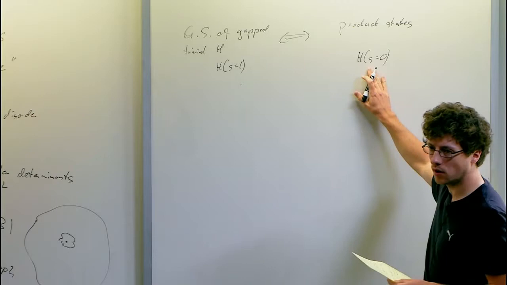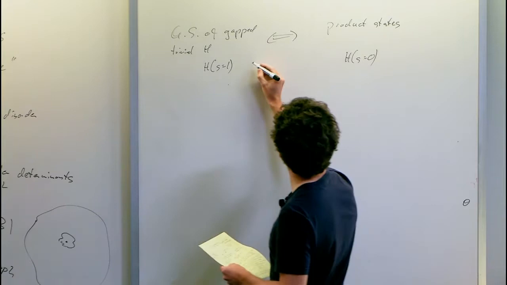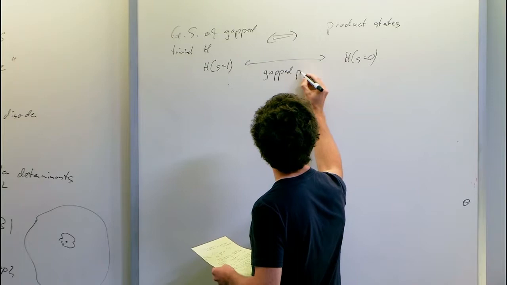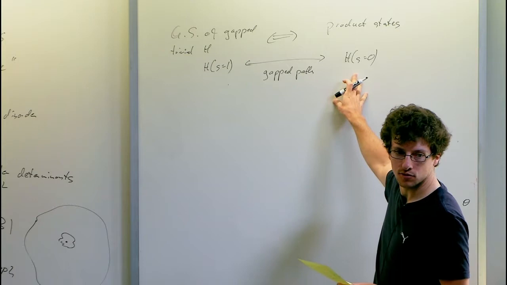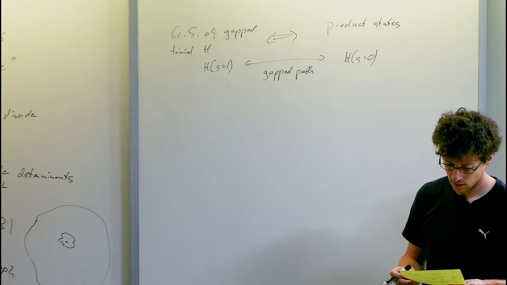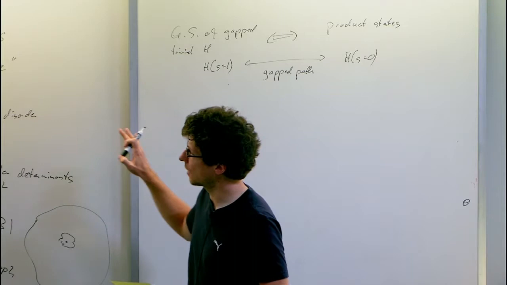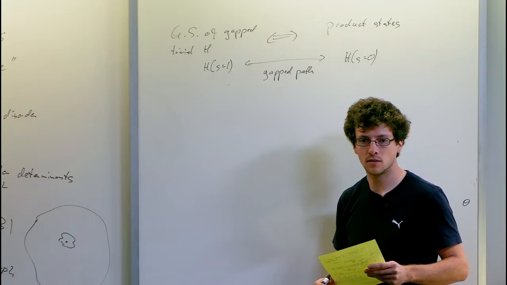And you want this to be gapped, and you want a gapped path between these two Hamiltonians. And then you can write some kind of adiabatic time evolution operator that goes from the product states that is completely trivial to the ground states of your gapped and topologically trivial Hamiltonian. And so this notion we would like to apply also to understanding the eigenstates of a many-body localized system as kind of related by some adiabatic continuation to the eigenstates of an Anderson insulator.